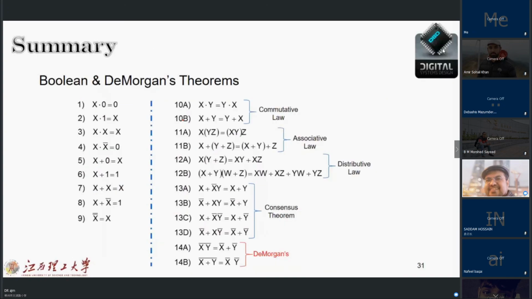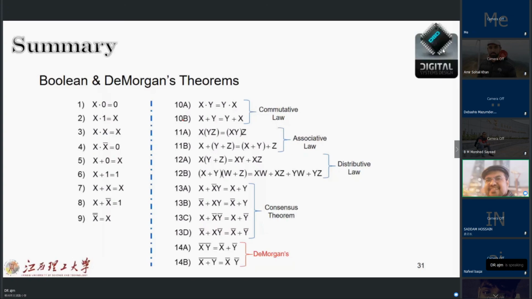This is all the rules that we need in Boolean and De Morgan theorem. I will advise you to note down all these theorems on a piece of paper and keep them. The slide number 31, I will try to copy and paste it for you and put it in front of task number 6, which today I will try, or maximum tomorrow you will have task number 6. Slide number 31, I will put it there.